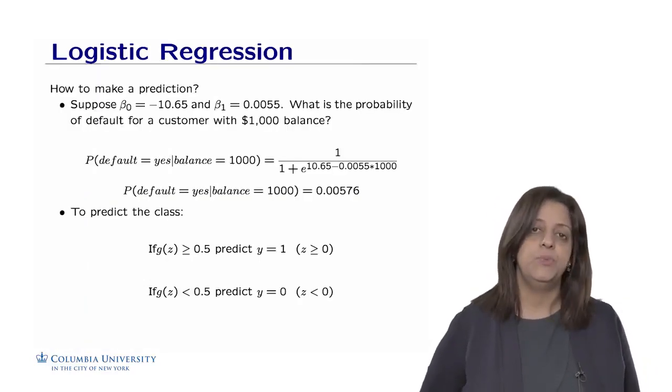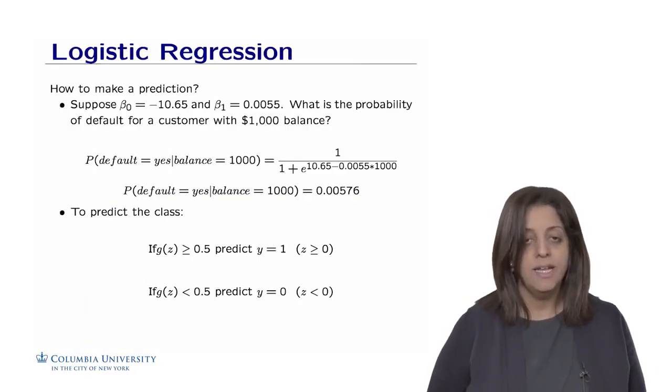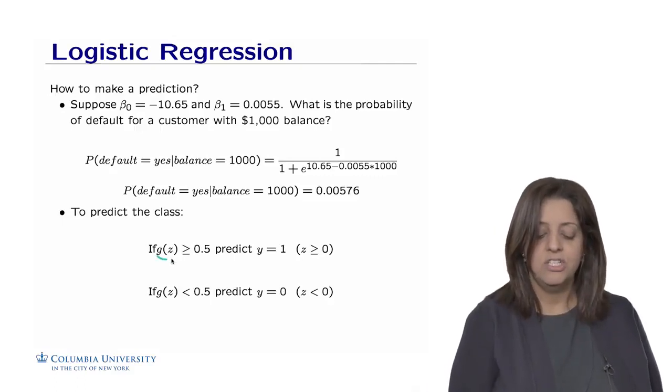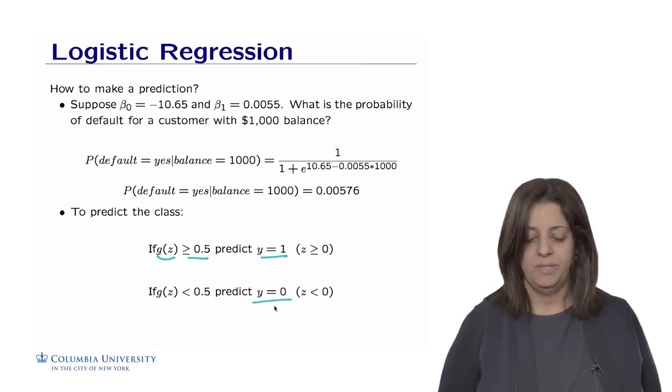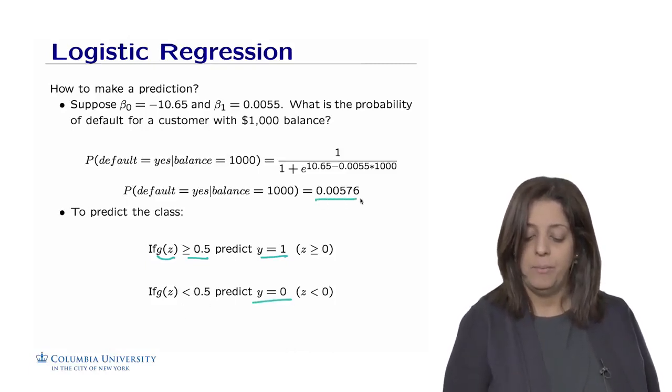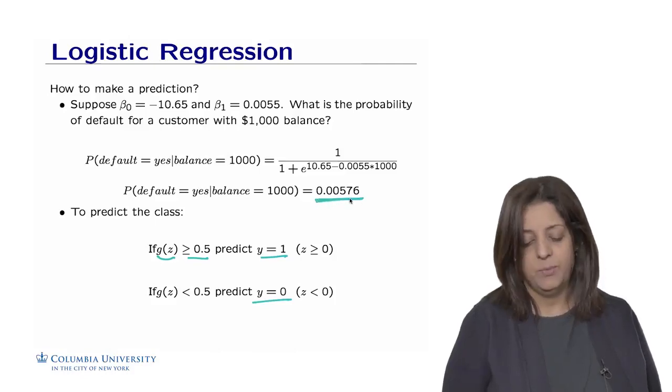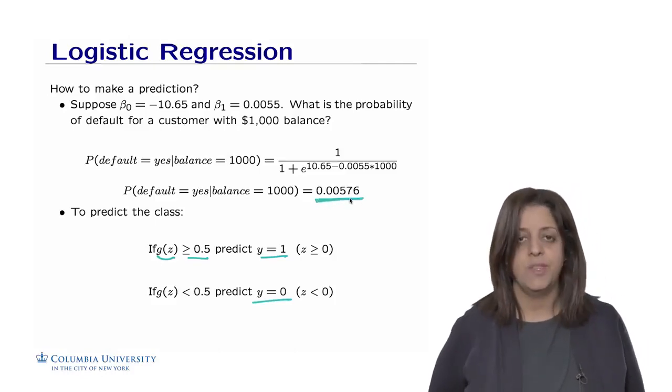If you want to predict a class, we can make a threshold. Whenever the logistic function g of z is bigger than 0.5, we predict the class to be 1. Otherwise, we predict the class to be 0. But if you want a probability prediction, then we could use simply the logistic function without the threshold.